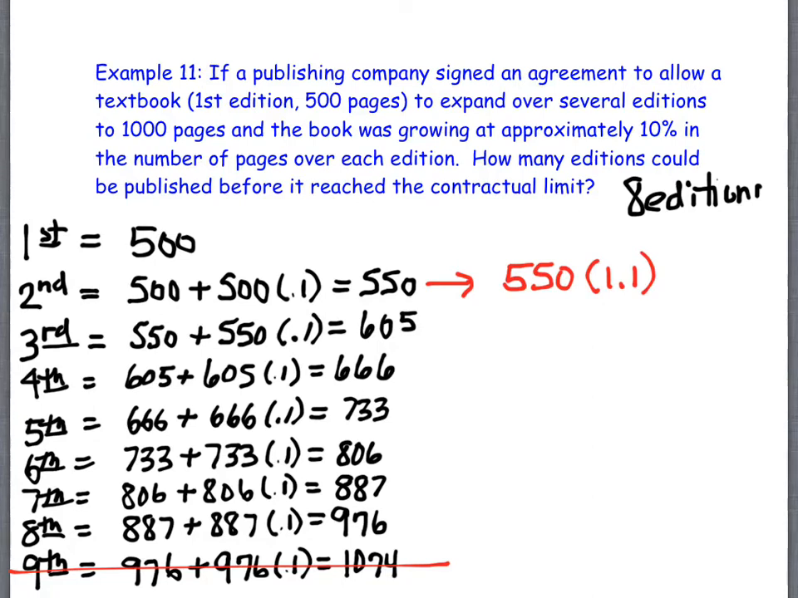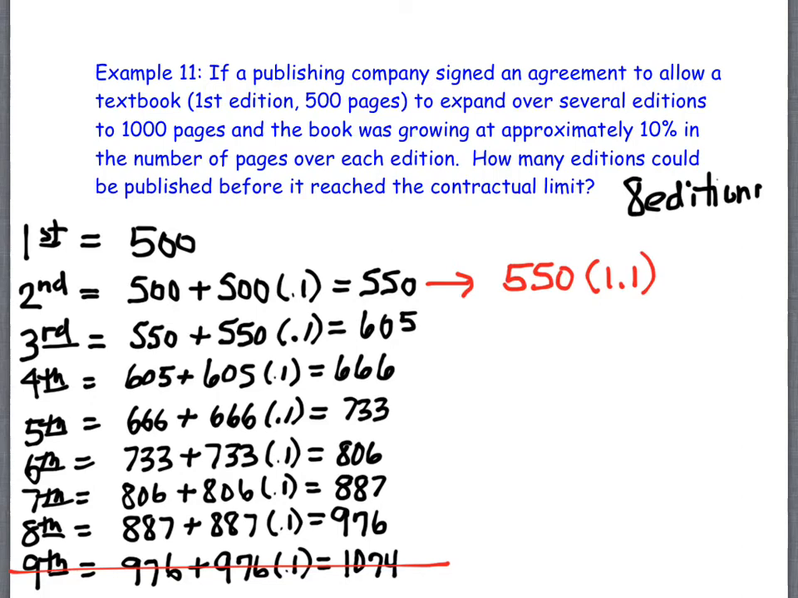The 1 represents the first number, 1 times that value, and the 0.1 represents the 0.1 times that value. Another way you can think of it is that 1.1 would be 110%. Well, that's exactly what I have. I have a book that's 110% of what it originally was.